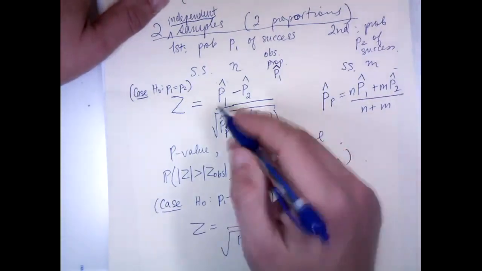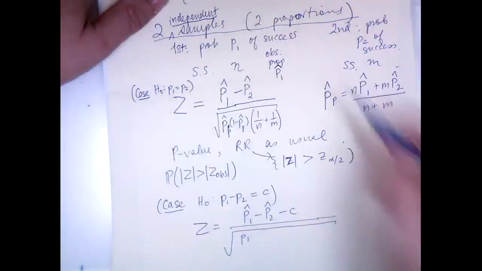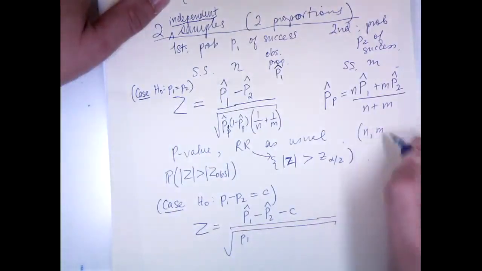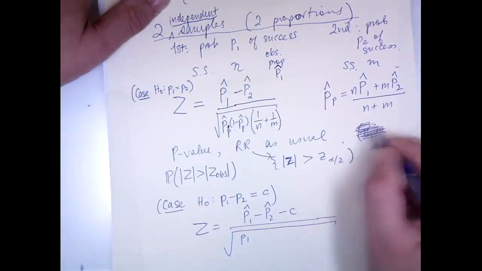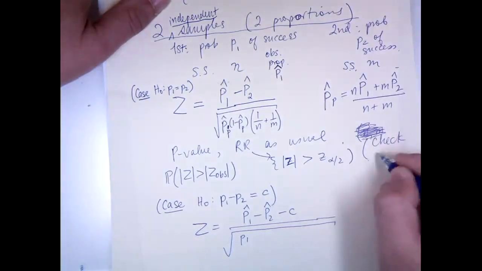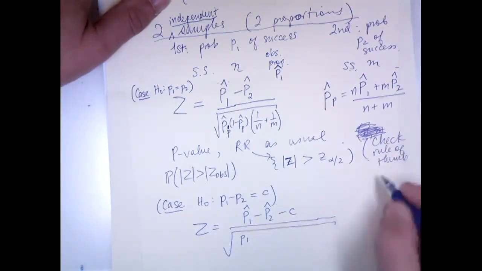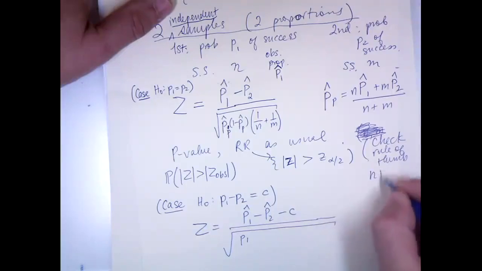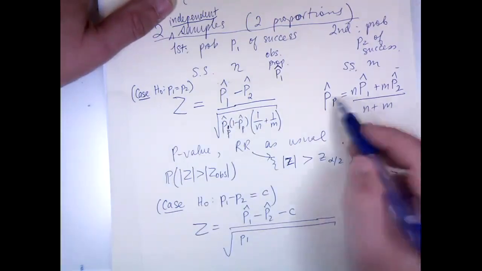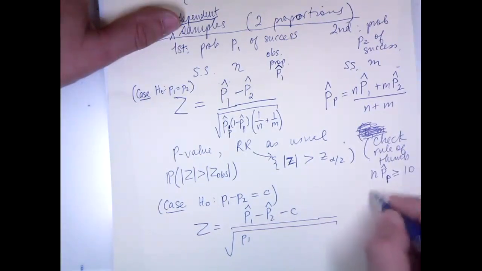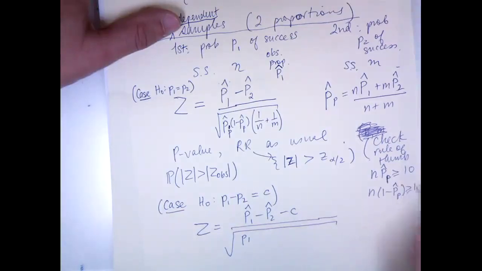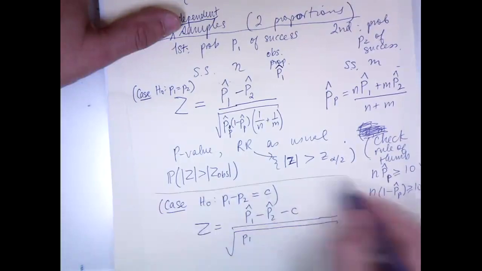By the way, for both of them, you want n and m large enough. And let me just say, for all the tests of proportion that are approximate, you check the rule of thumb. You should be fine so long as, in the case of a pooled proportion, n P hat is at least 10. This is only a rule of thumb. So that was the rule of thumb in the case where you have a pooled proportion.